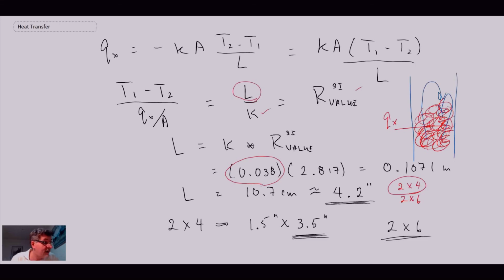Anyway, so there's an application of R value and how it relates to thermal resistance.